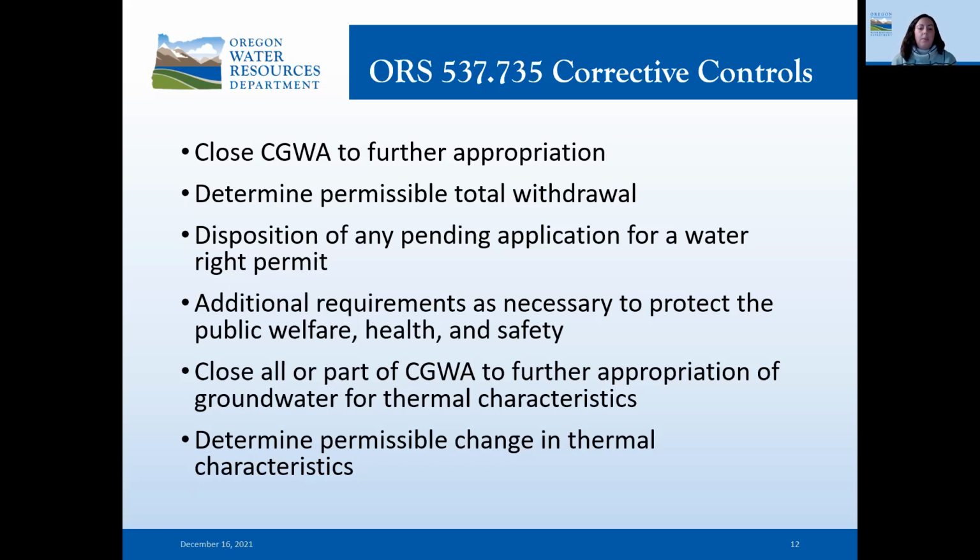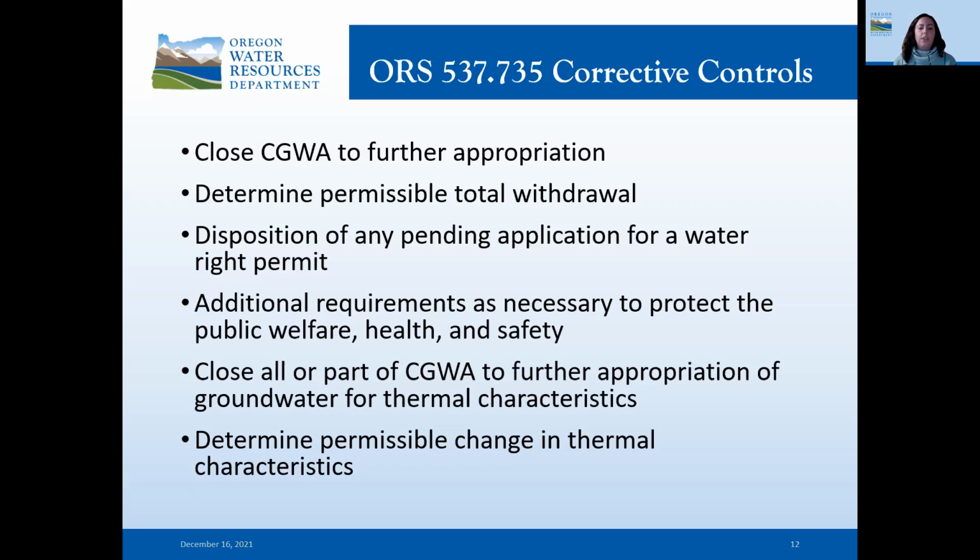Any one or more provisions that make additional requirements as necessary to protect the public welfare, health, and safety in accordance with Oregon Revised Statutes Chapter 537, Sections 505, 795, and 992. A provision closing all or part of the area to further appropriation of groundwater for its thermal characteristics, and a provision determining the permissible change in thermal characteristics of groundwater in all or part of the area.